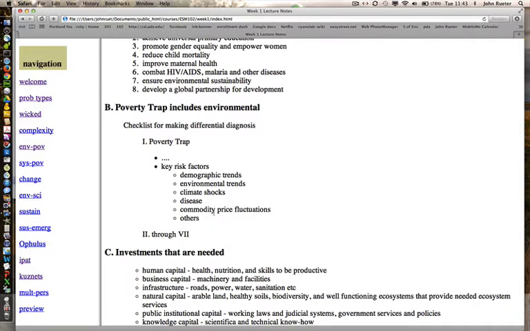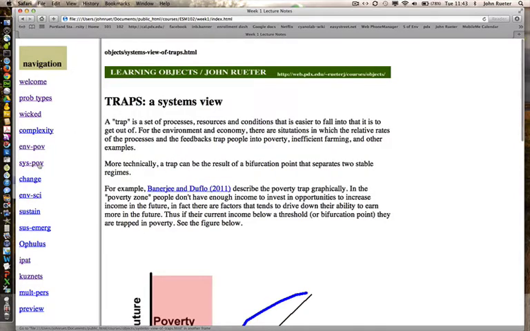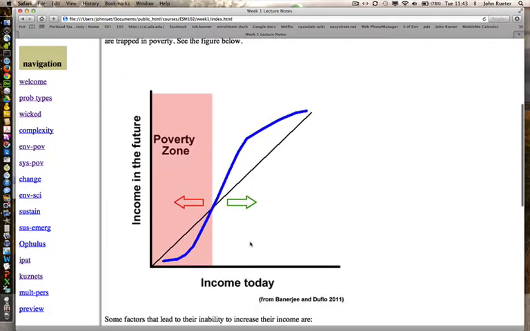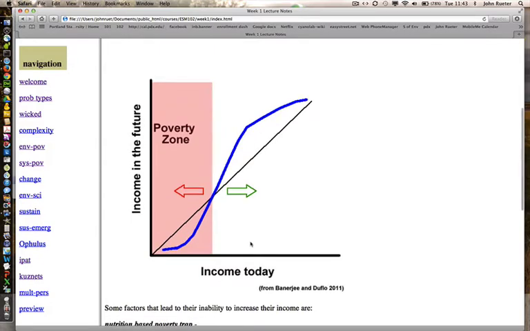And to discuss this idea of a trap, a poverty trap is when you're in a particular situation in which your income in the future is less than your income today. And the reason for that is you're having to spend current assets in order just to make it through today or this month or this year. It doesn't have to be exactly on a daily level. So this idea of a poverty trap is one in which people's income in the future is less than their current income.